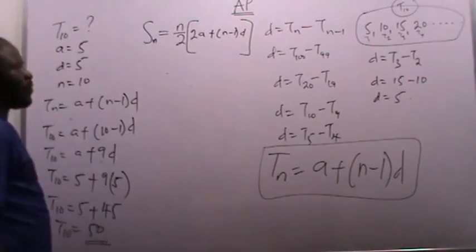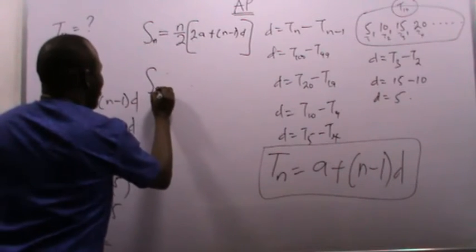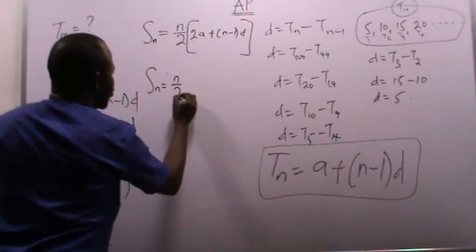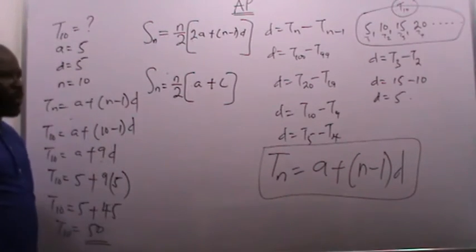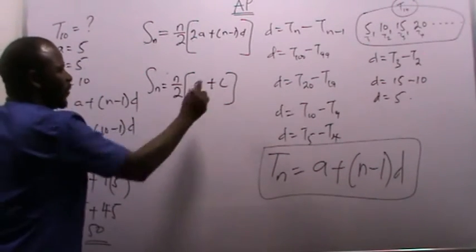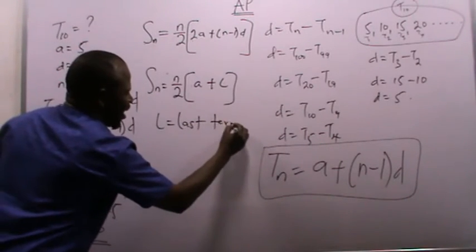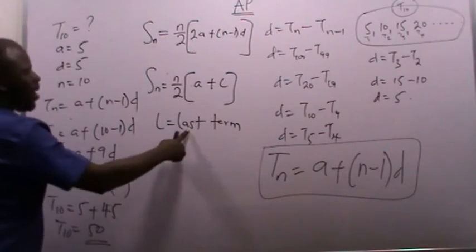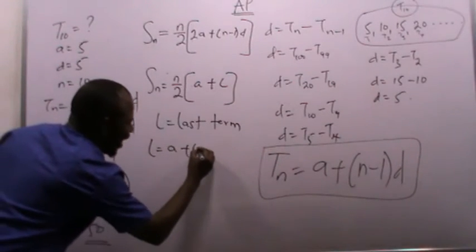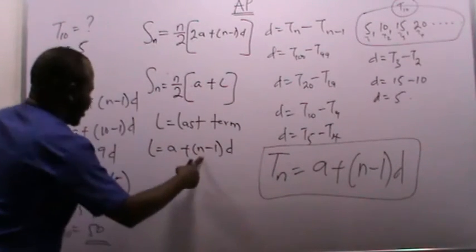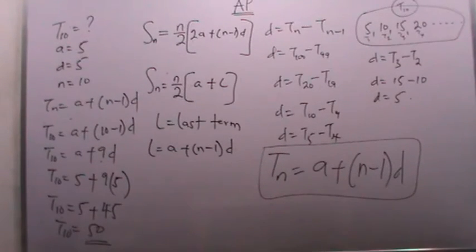If you don't want to use this formula, then you say the sum of an AP is n over 2 bracket A plus L. What does L stand for? The L there stands for the last term. Now, how do we determine the last term? The last term comes with the formula A plus (n minus 1)d, same as this. But that is the formula for the last term.